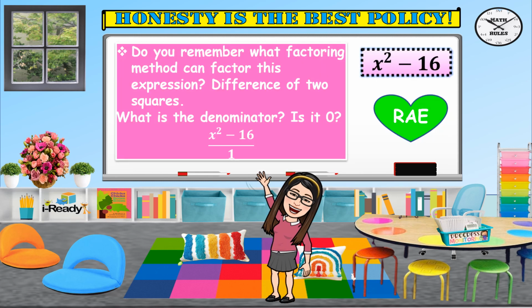Okay, how about x squared minus 16? If you can still remember, what factoring method can factor this expression? The factoring method that we're going to use is difference of two squares. This is RAE. Why? Because the denominator of this is 1. So, based on the definition of a rational algebraic expression, it is in the form of P over Q, no? Both numerator and denominator are polynomials.